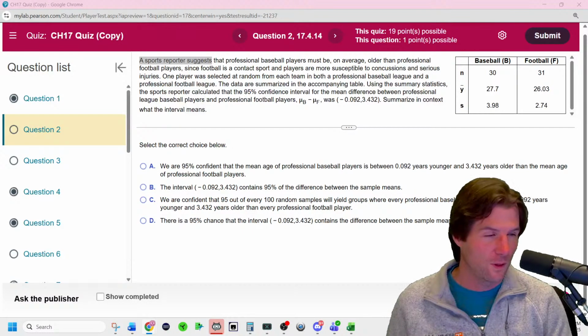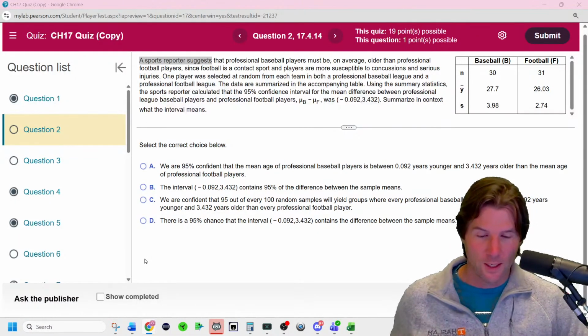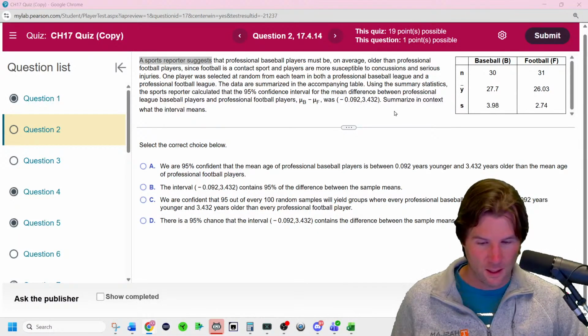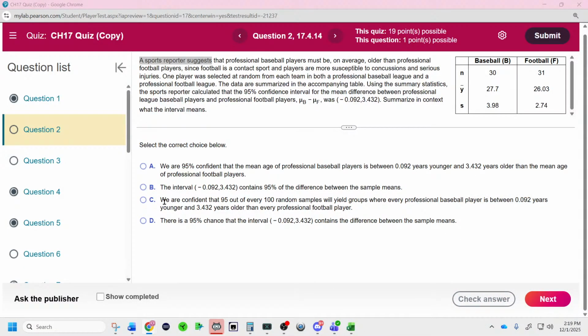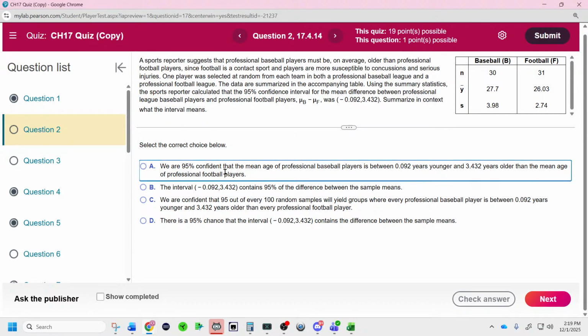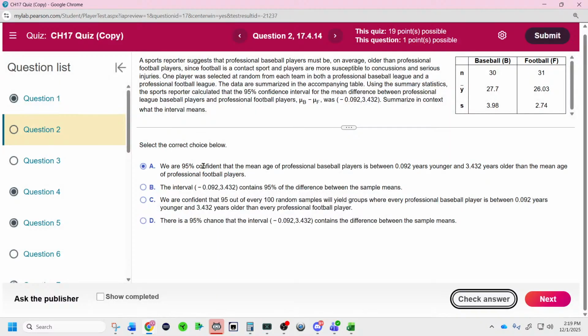And so now, with the interval containing 0, we are 95% confident that, so the negative would be football players are this much older. So let's see right here. We are 95% confident that the mean age of baseball players is between this many years younger, because football players would be older for the negative part, and this many years older than professional football players. I am 95% confident that the true difference in the means between baseball and football players is contained in the interval negative 0.092 to 3.432.